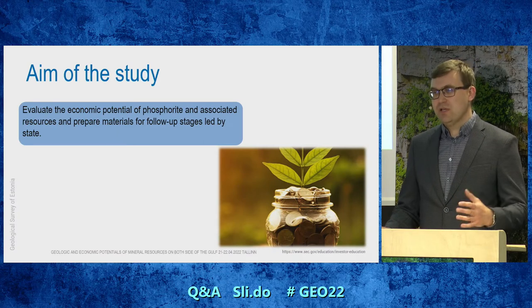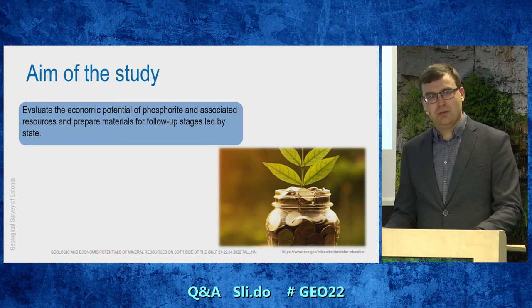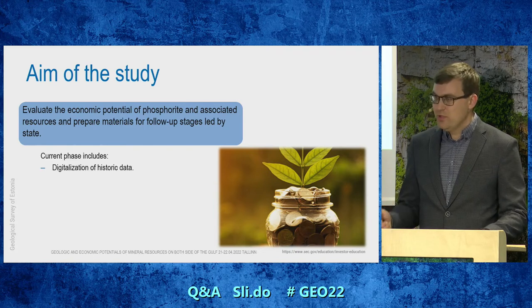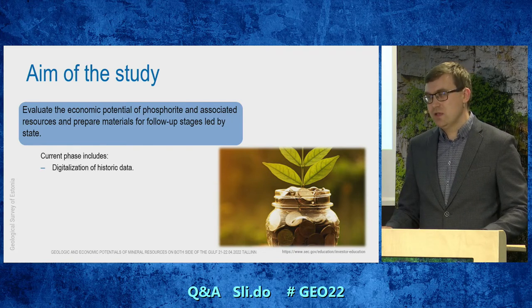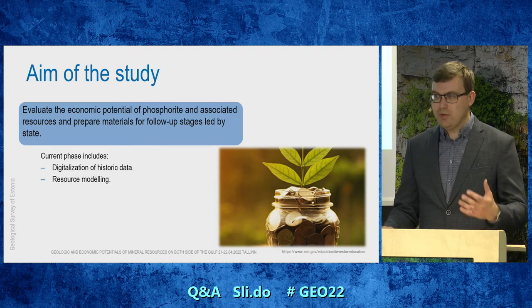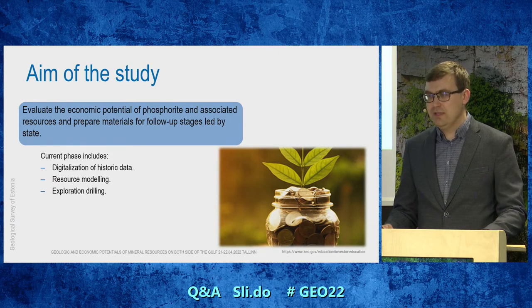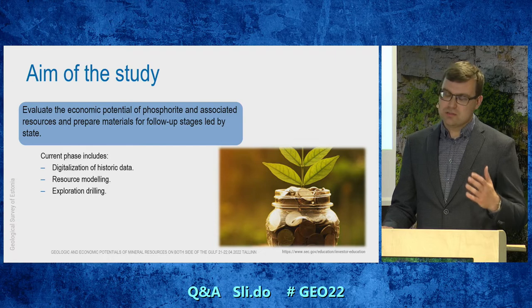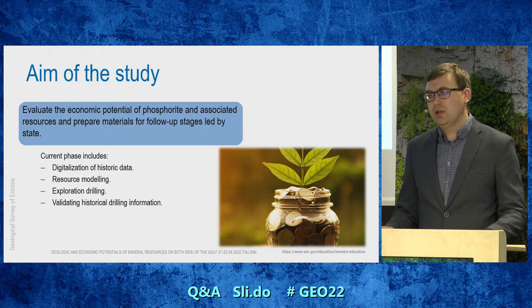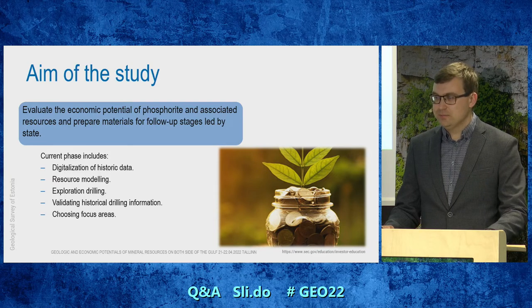So the aim of our study is to evaluate the economic potential of Estonian phosphorite and black shale resources and prepare materials for follow-up studies. So a bit more detail, what we have been doing is at first digitalizing the historic data, preparing a 3D model based on that data. We have done some new exploration drilling, and based on these geochemical lab analyses, we are trying to validate the model based on historic data.